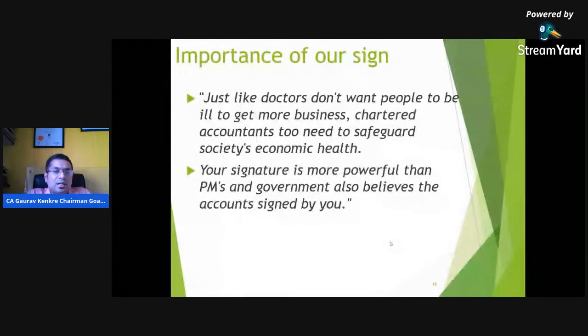In closing, I would just like to highlight the importance of a sign. This is a very important statement made by a very important person. Just like doctors don't want people to get ill to get more business, chartered accountants too need to safeguard society's economic health. Your signature, that is the CA's signature, is more powerful than the prime minister's, and the government also believes the account signed by you. This statement was made by none other than our current Prime Minister, Shri Modi.